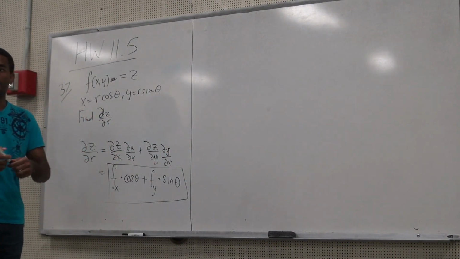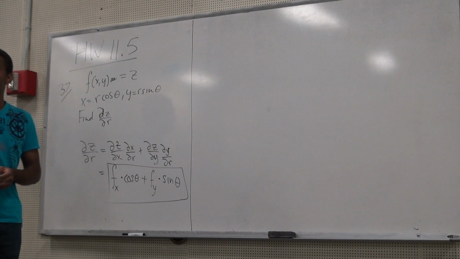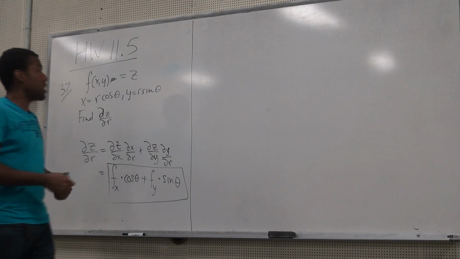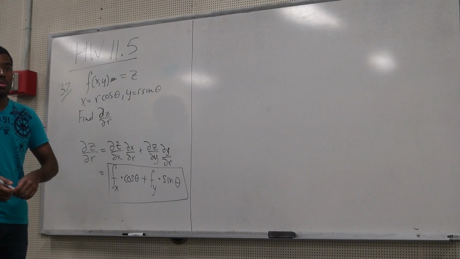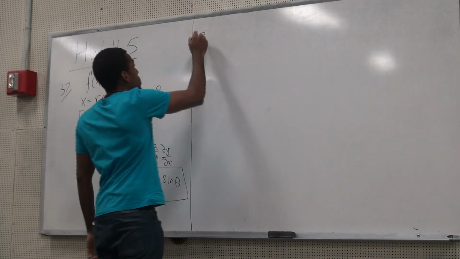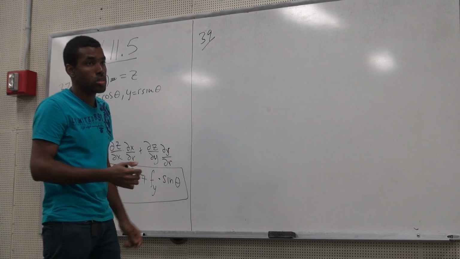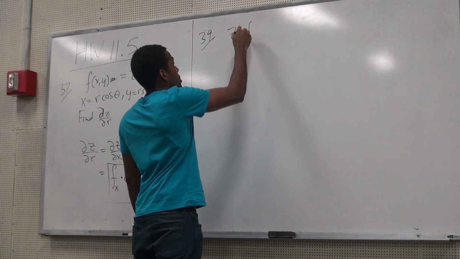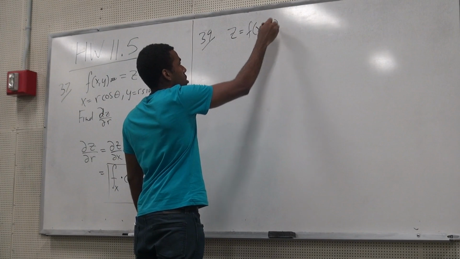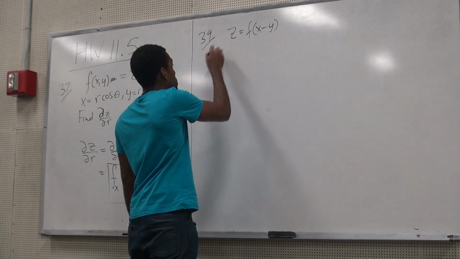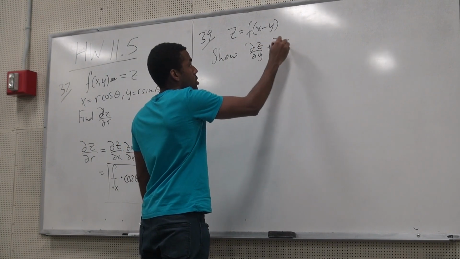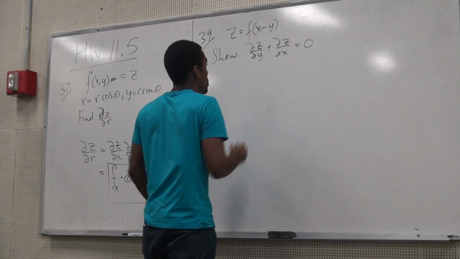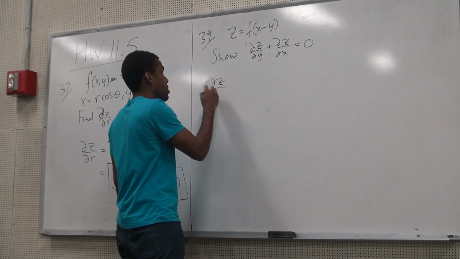Any other questions? Anything else from 11.5? We'll get to 11.6. 39? What does that say? Z equals f of x minus y. It says show that the partial of z with respect to y plus the partial of z with respect to x equals 0. Okay. What's the partial of z with respect to y?